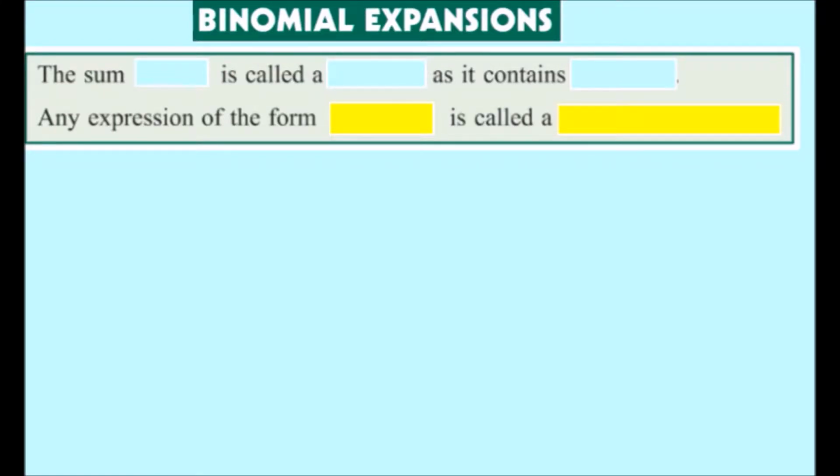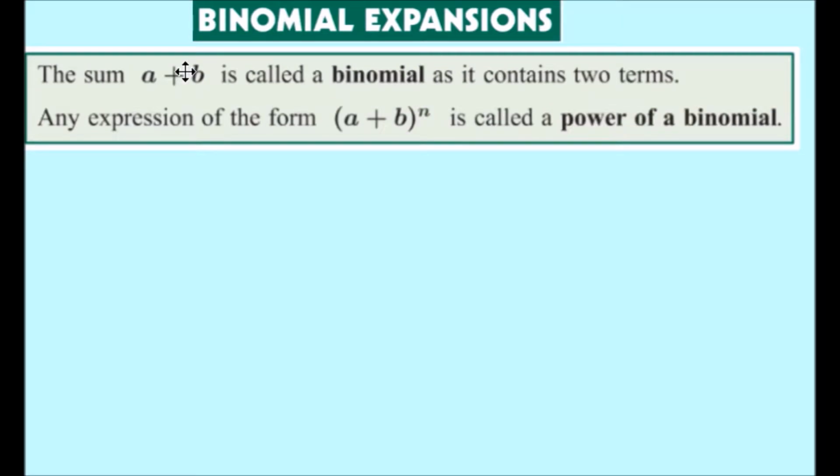In this video I'll look at binomial expansions. When we have the term a plus b, that is a binomial as it has two terms. Any expression of the form (a plus b) to the power of n is called a power of a binomial. So how do we expand (a plus b) to the power of n?